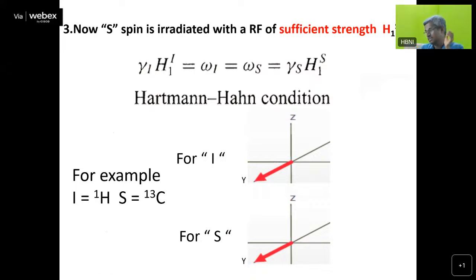You are right, no doubt it seems a sum. But the relative contribution can be changed, because the gamma I nucleus will feel more of H1I, whereas gamma S will feel more of H1S. But there will be a mutual cross contribution. I mean, there will be a contribution from H1S to the I nucleus, and a contribution from H1I to the S nucleus. Physically, how are these two fields applied?